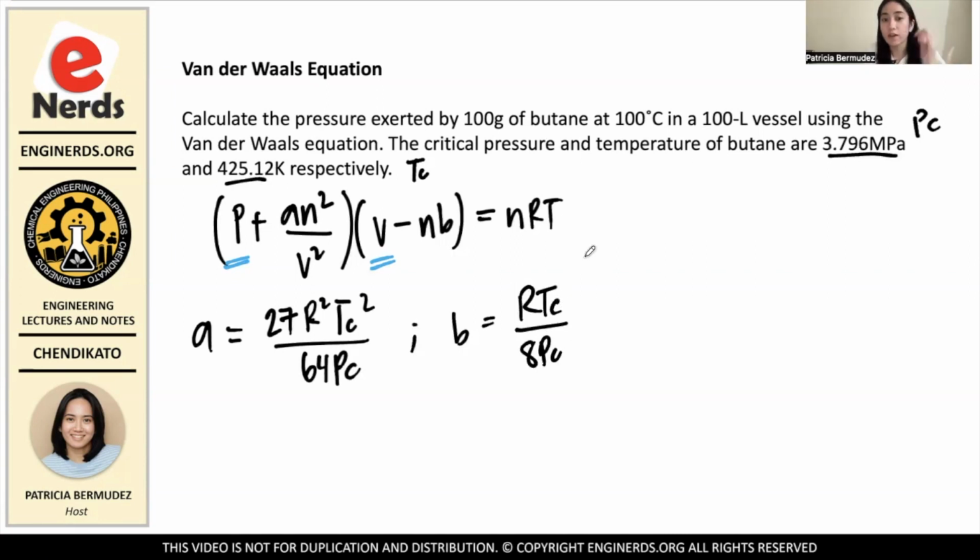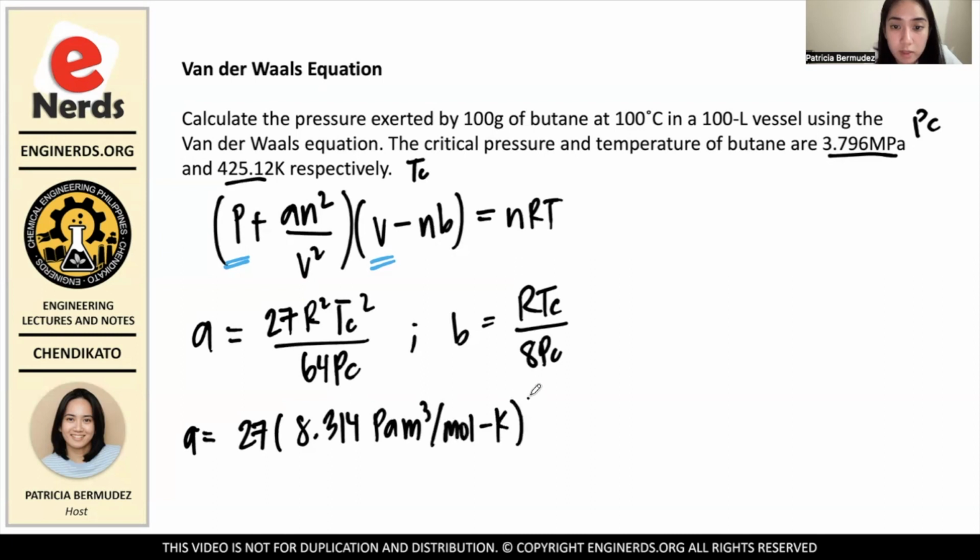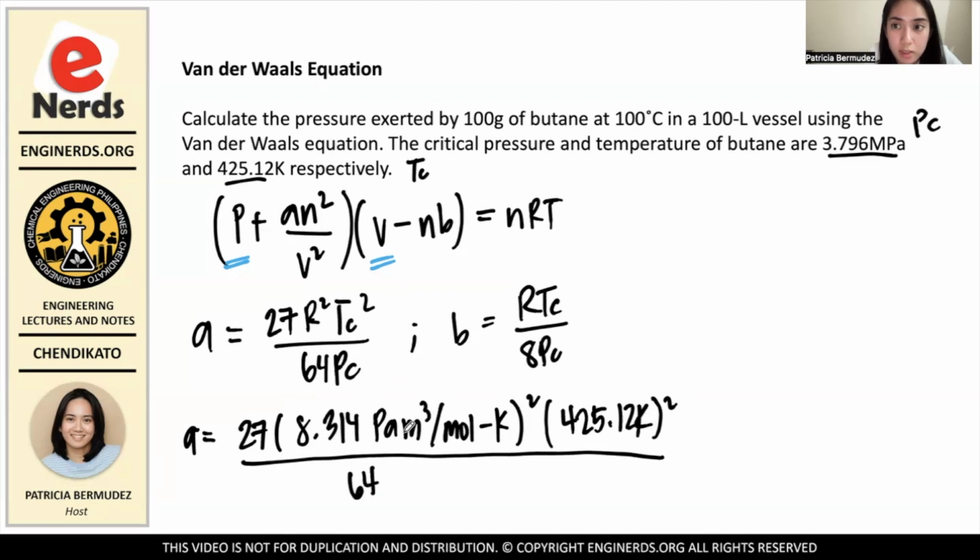Okay? So first, let's find those constants in the problem for butane. So a is given by 27. Then for our R, we use SI, which is 8.314 Pascal meter cubed per mole Kelvin, and then squared because here in the equation it's squared. Then our Tc, the critical temperature, is 425.12 Kelvin, and you square that also. And then over 64. Then our Pc is 3.796 megapascal.